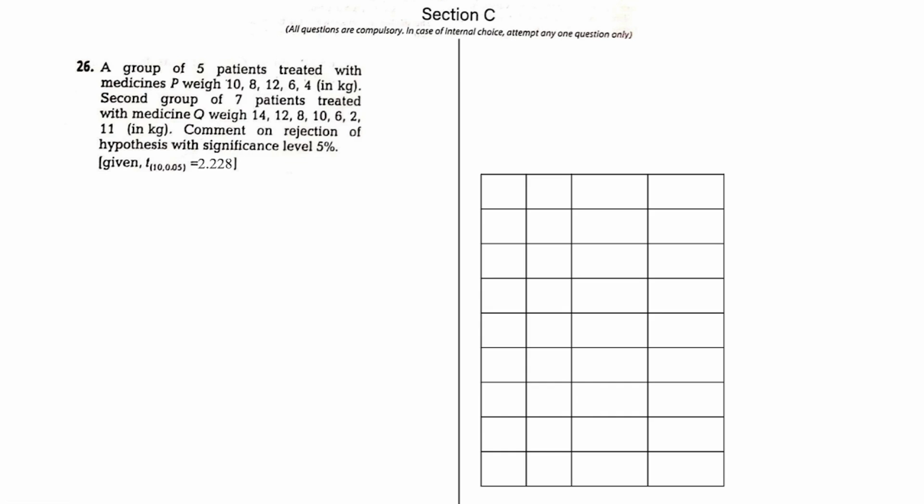Here each question in this section is of 3 marks. A group of 5 patients treated with medicine P weigh 10, 8, 12, 6, 4 in kg. Then a second group of 7 patients treated with medicine Q weigh 14, 12, 8, 10, 6, 2 and 11 in kg. Comment on the rejection of hypothesis at 5% significance level.